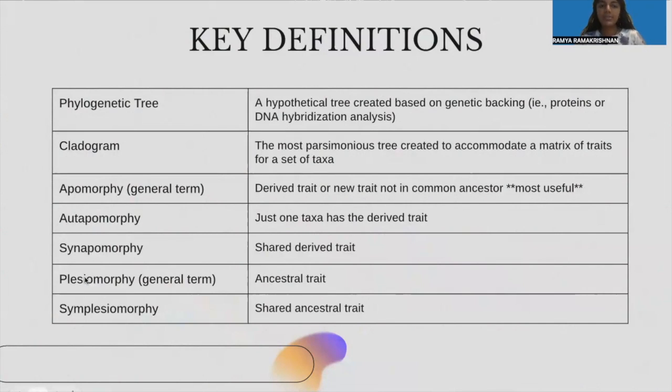Within apomorphies and plesiomorphies, you have these terms: autapomorphy, just one taxa has a derived trait; synapomorphy, many taxa share a derived trait; and on a similar key, symplesiomorphy, many taxa share an ancestral trait.